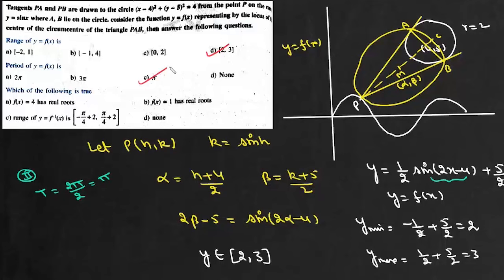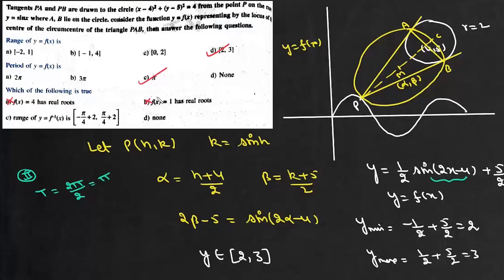And then this third one is, which of the following is true? Now this A is fx equals 4 has real roots. Now we know that the range of fx is 2 to 3. So this fx cannot take the value 4. So this option A is obviously incorrect. Now B is fx equal to 1 has real root. Now again 1 doesn't lie in the range. So this B is also incorrect.